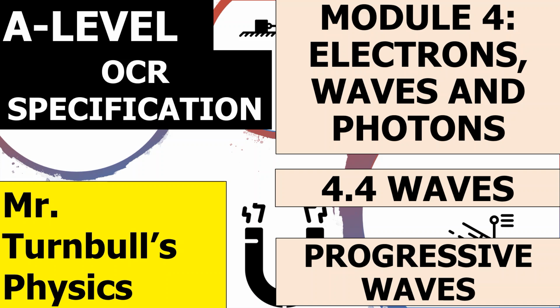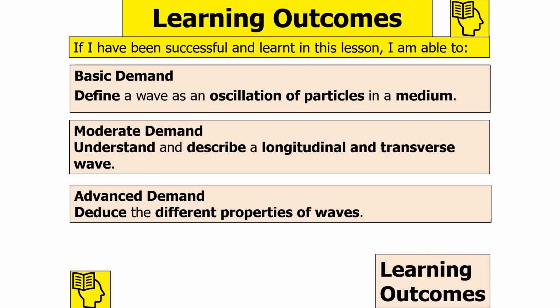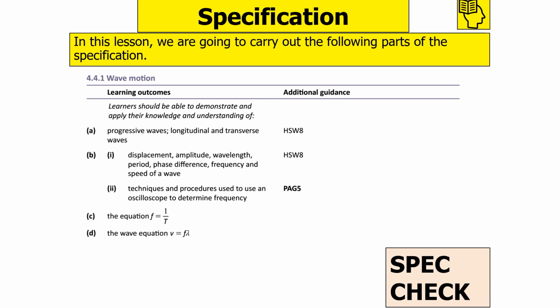Hello and welcome to this video, which is part of OCR A-Level Physics, looking at Module 4, Electrons, Waves and Photons, looking at the topic of waves and looking at our concept of progressive waves. If we've been successful, in today's lesson we should be able to define a wave as an oscillation of particles in a medium, understand and describe a longitudinal and transverse wave, and deduce the different properties of waves. In this lesson we're going to be looking at the following parts of the OCR A-Level Physics specification.